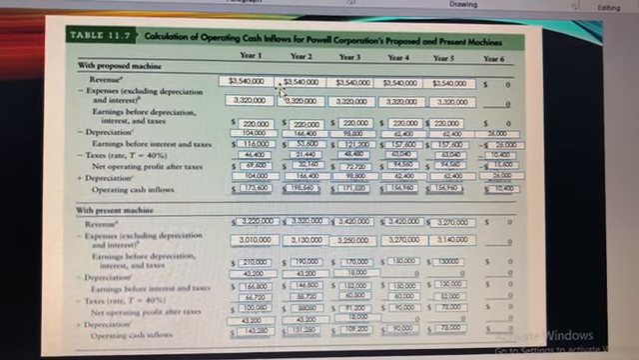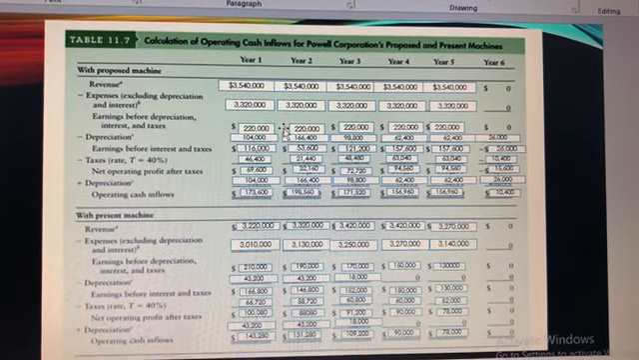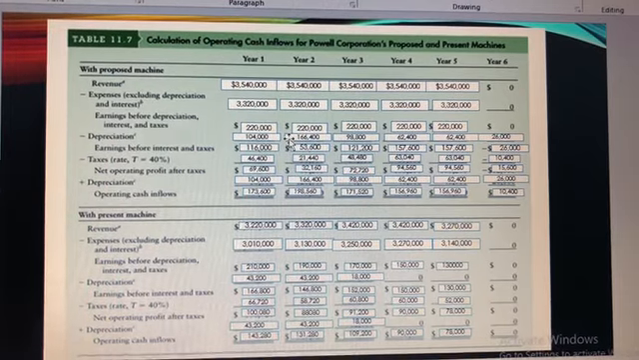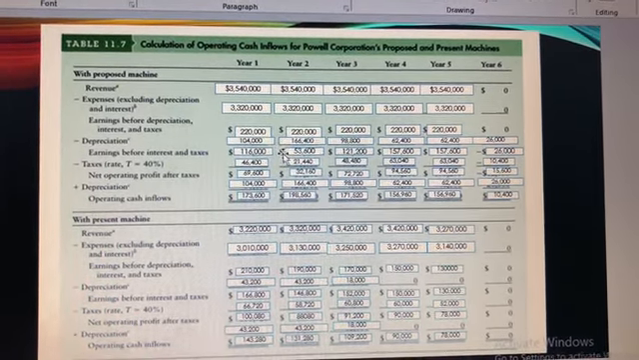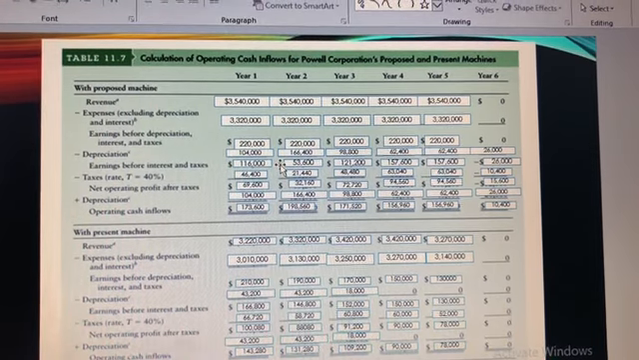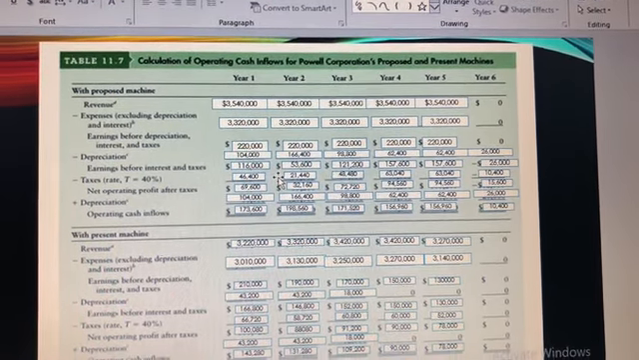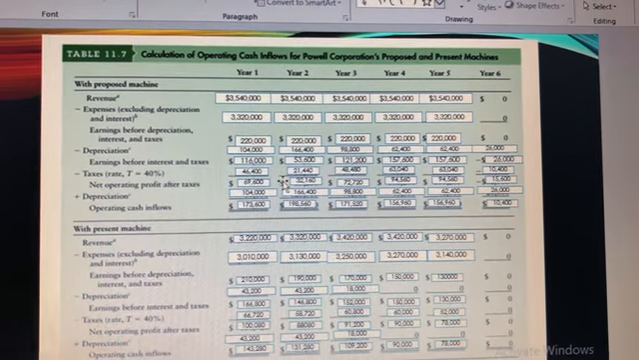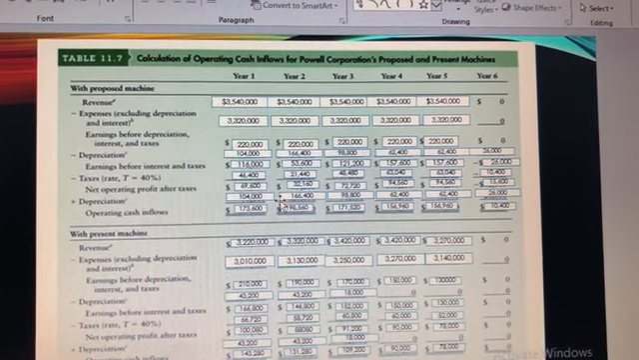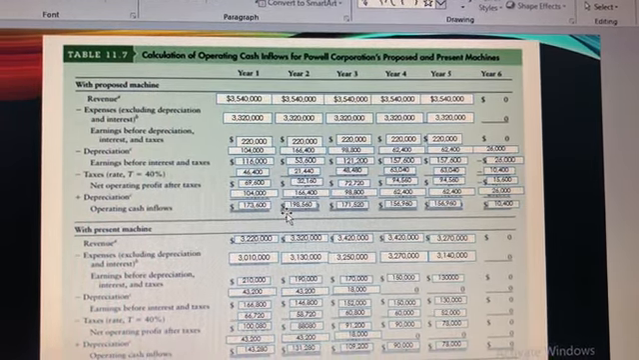Our revenue 3,540,000 minus our expense of 3,320,000 is going to give us an earnings before depreciation, interest, and taxes of 220,000, and we're gonna minus our depreciation of 166,400, which is going to give us our earnings before interest and taxes of 53,600, and from there we're gonna minus our taxes of 40%, which is 21,440, and that's going to give us our net operating profit after taxes, and we're gonna add that by our depreciation of 166,400, which is going to give us our operating cash inflows of 1,098,560.